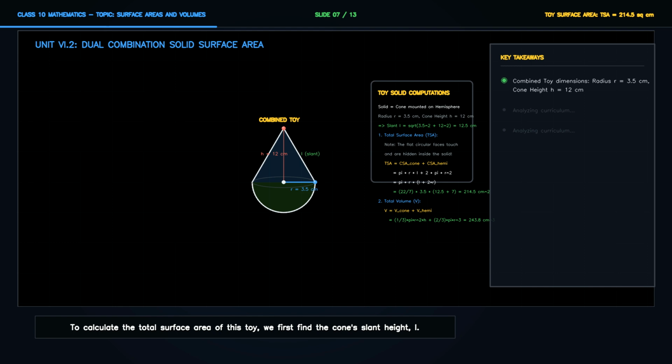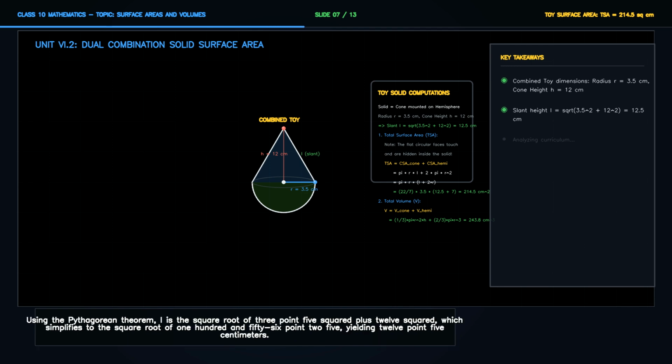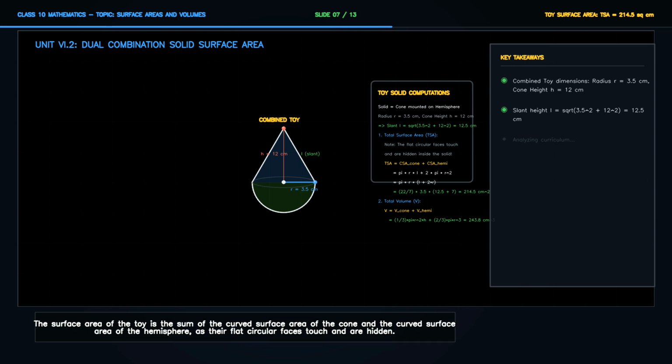Using the Pythagorean theorem, L is the square root of 3.5 squared plus 12 squared, which simplifies to the square root of 156.25, yielding 12.5 centimeters. The surface area of the toy is the sum of the curved surface area of the cone and the curved surface area of the hemisphere, as their flat circular faces touch and are hidden.